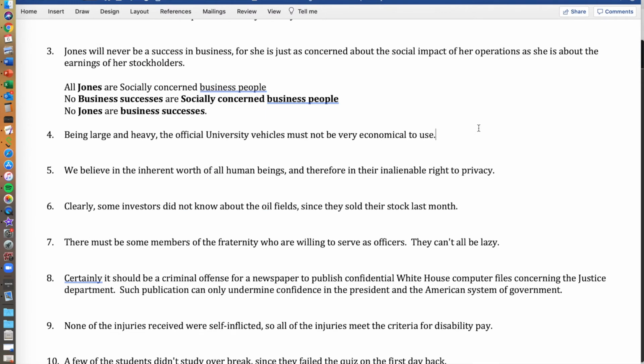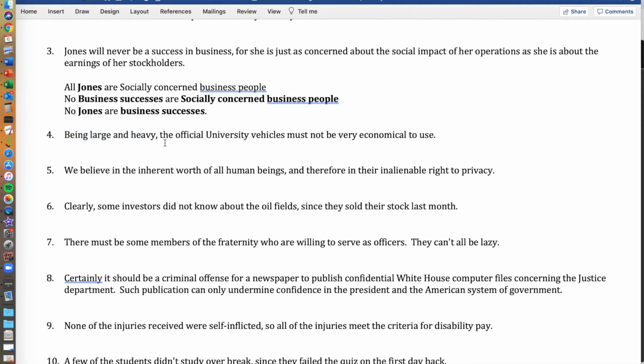So number 4, being large and heavy, the official university vehicles must not be very economical to use. So again, we have one sentence, but we have two statements in the natural language argument. And there's something of a clue here, must not be. This tells us this is speculative, which indicates this is probably the conclusion. The official university vehicles must not be very economical to use, and it's based on the evidence that those same vehicles are large and heavy. That's the evidence statement, which becomes the premise in the syllogism.